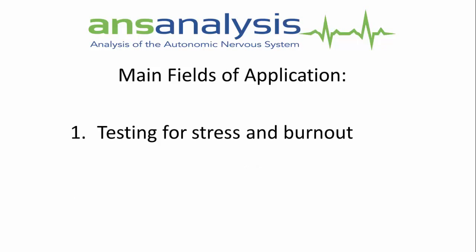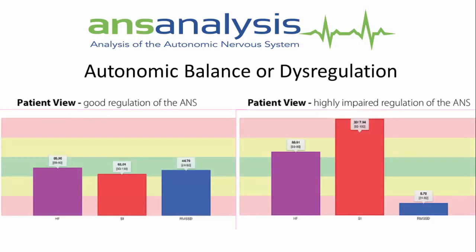Testing for stress and burnout. The ANS analysis uncovers stress-induced organic disorders and burnout syndromes at an early stage and visualizes them in a comprehensive, scientific, and easy-to-understand manner. Under normal circumstances, there should be a balance of both sympathetic and parasympathetic tone within the body. These two regulatory systems are measured within the ANS analysis and are shown as a red bar for sympathetic tone, also known as the fight or flight response, and a blue bar for parasympathetic tone, also known as the rest and digest response.